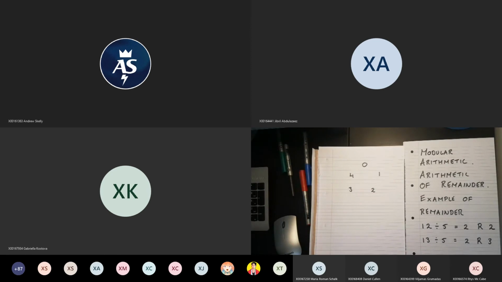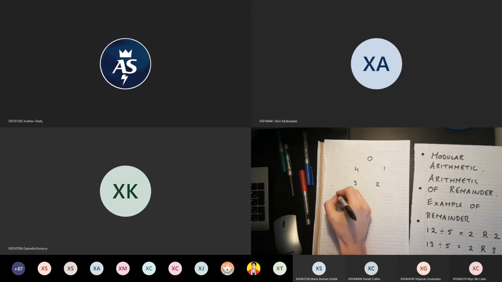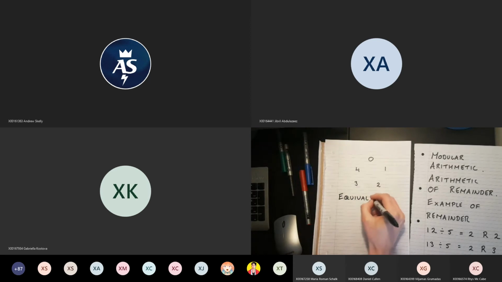Now, the term I want to introduce here is a kind of fancy word, but it doesn't really mean anything too significant. It's called equivalence in modular arithmetic. And I always spell equivalence wrong. By the way, I have a doctorate in mathematics, I do not have a doctorate in English. I believe it's ANCE.